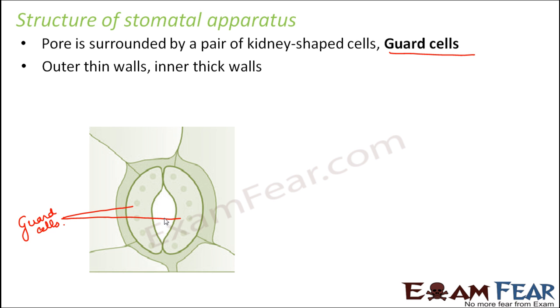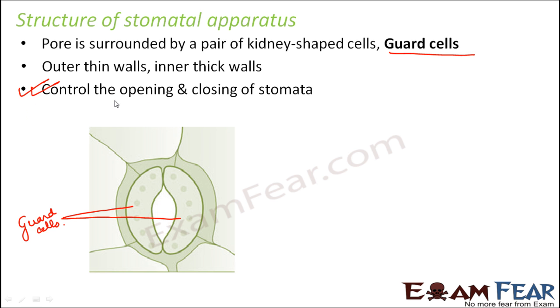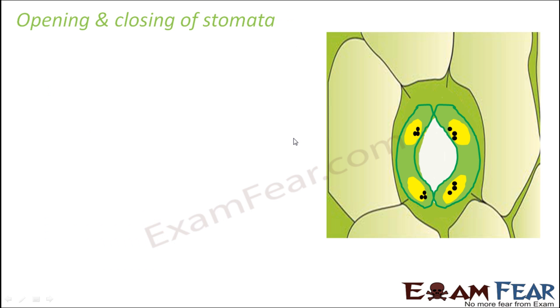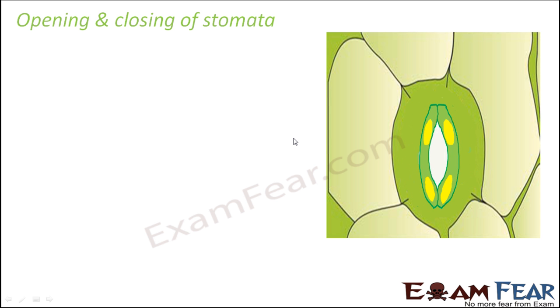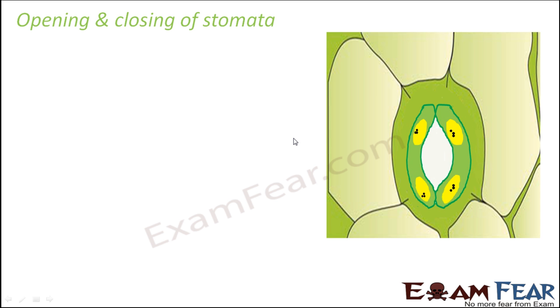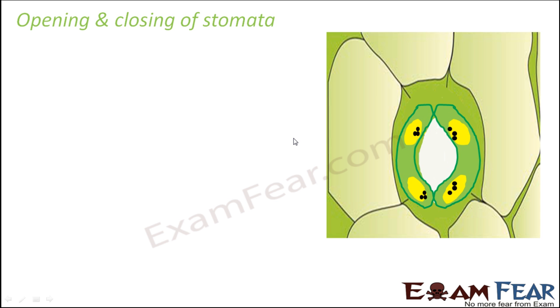These guard cells have thin outer walls but thick inner walls. They have very thin walls on the outer side, but on the inner side they have thick walls. Because of that, their movement is possible, since they have different types of walls on both sides. They control the opening and closing of stomata, and that is most important because the opening and closing of stomata decides whether transpiration will take place or not. This opening and closing of stomata happens somewhat like this. You see here, when the two guard cells come very close to each other, the space or opening between them reduces.